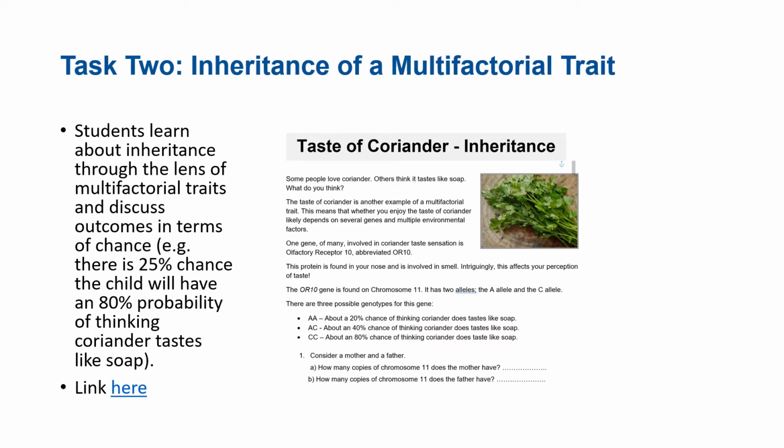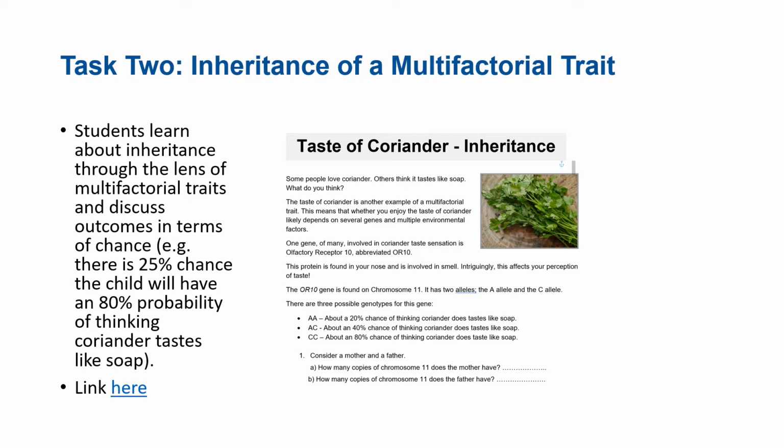Okay, the second task is a task that focuses on kind of the basic mechanisms of inheritance. So it's a task that focuses on how sperm and egg come together to produce an offspring, and how the sperm carries one allele and the egg carries another allele. And we draw a Punnett square to show the possible genotype combinations. What's different about this task is the context.